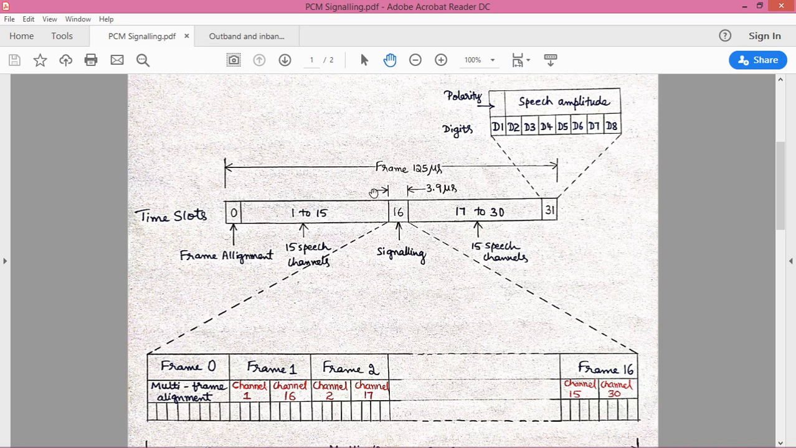Basically, we need to discuss this time slot 16. This time slot 16 also has 8 different bits stored inside it, and all those 8 bits are involved in providing control for the transfer of these speech signals. So all 30 different speech signals will be transferred with the help of the information that is stored inside our 16th time slot. That's why this time slot is sometimes called the signaling time slot.